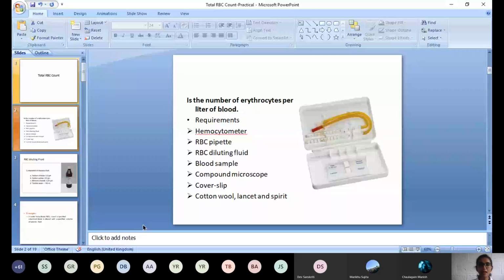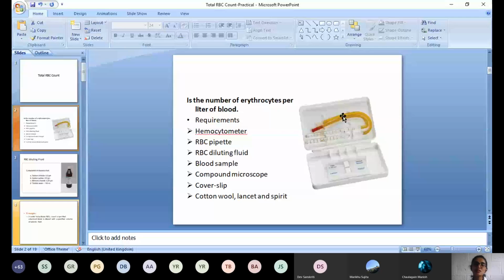The total RBC count is the number of erythrocytes per liter of blood. So how many red blood cells there are per liter of blood is what the total RBC count is about. The instruments we require are the hemocytometer, which usually comprises an improved Neubauer's chamber, which you can see in this picture, and then the RBC pipette. If you are doing the total WBC count, it is the WBC pipette.